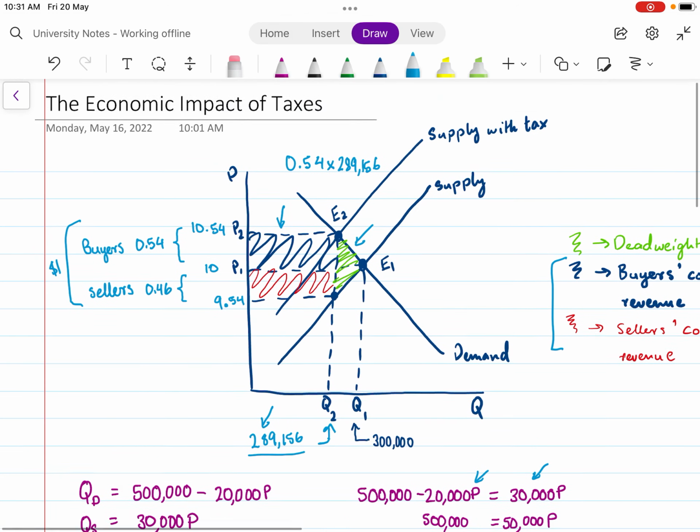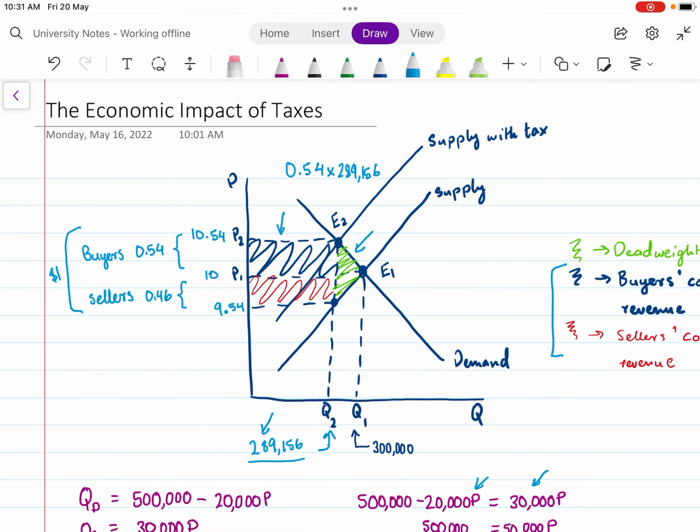And that's how we calculate the equilibrium price and quantity after the tax has been levied, the tax revenue, the excess burden, and also the incidence of the tax.